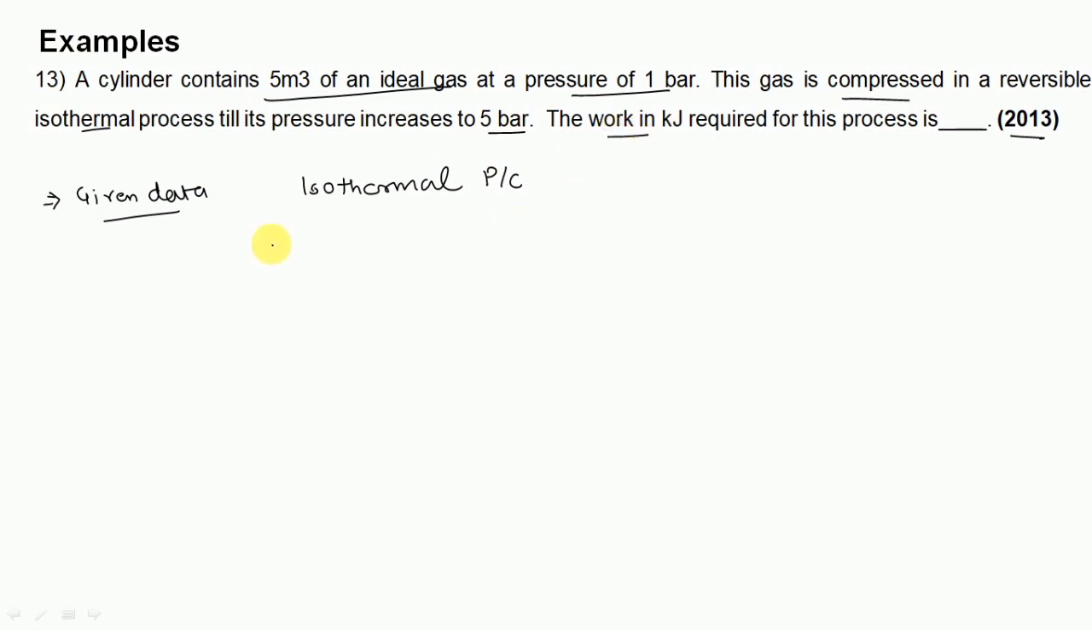So, for example, volume is given as 5 meter cube, pressure P1 is given as 1 bar, and finally after compression, the value of pressure P2 becomes 5 bar. Here you need to find the work done. So this data is given, and we know the equation for work done for the isothermal process. We already derived these things in the previous slide, that is how we can find the value of work done.